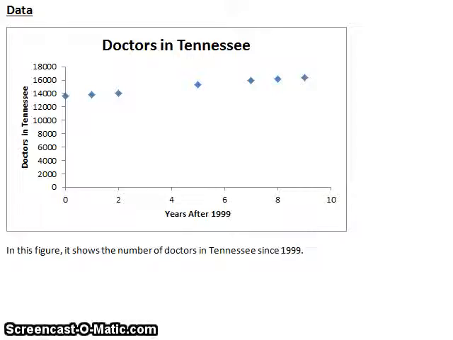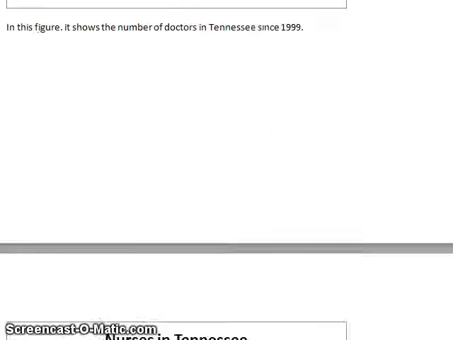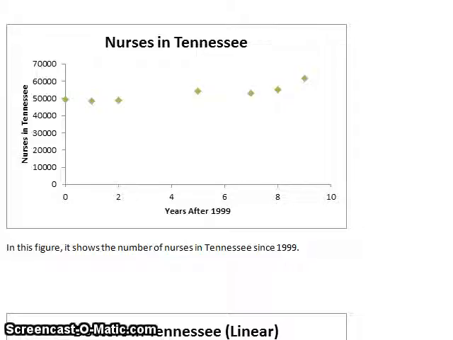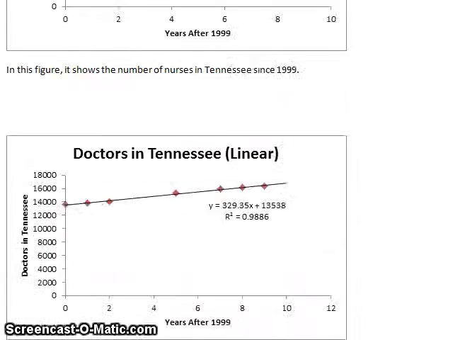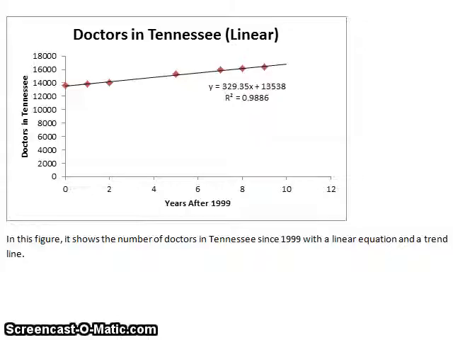The data: we got the doctors in Tennessee, we got a graph, we got the years after 99, going from 0 to 10. In this figure, it shows the number of doctors in Tennessee since the year 1999. And here we got nurses in Tennessee, the same exact thing, just shows the number of nurses instead of doctors as before. And then we got the number of doctors in Tennessee, which has a linear equation with it.